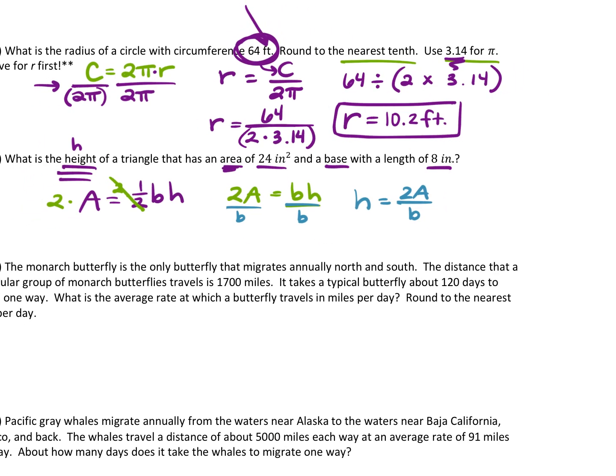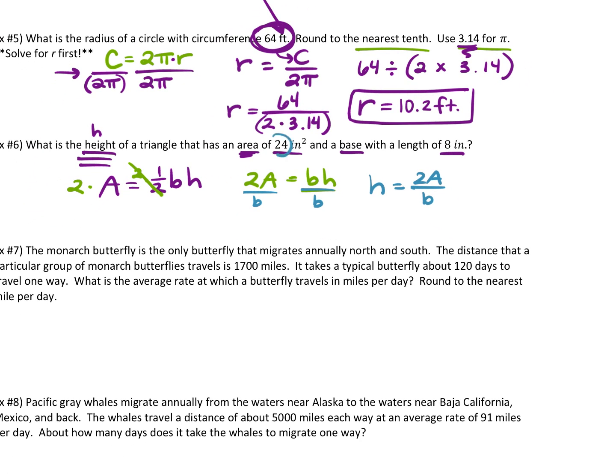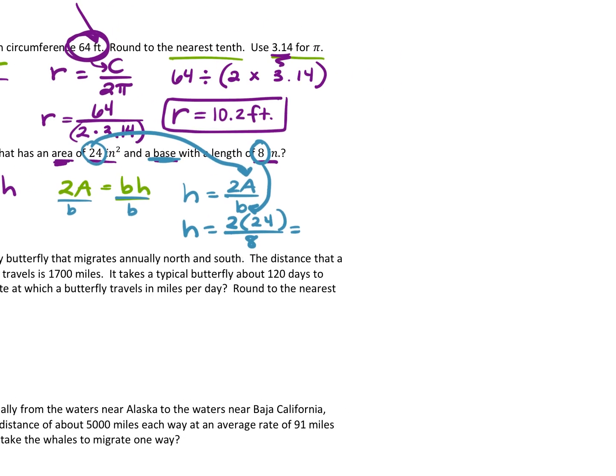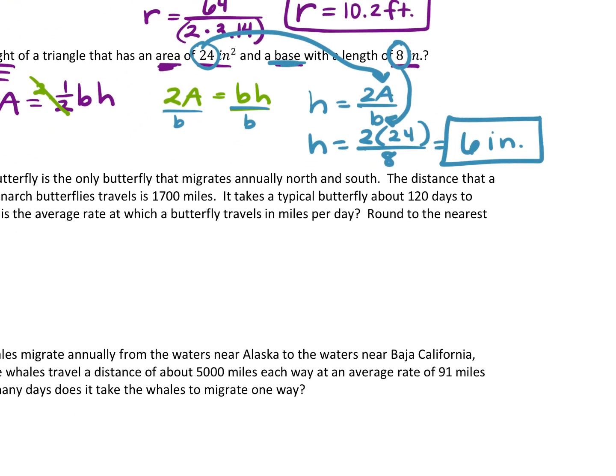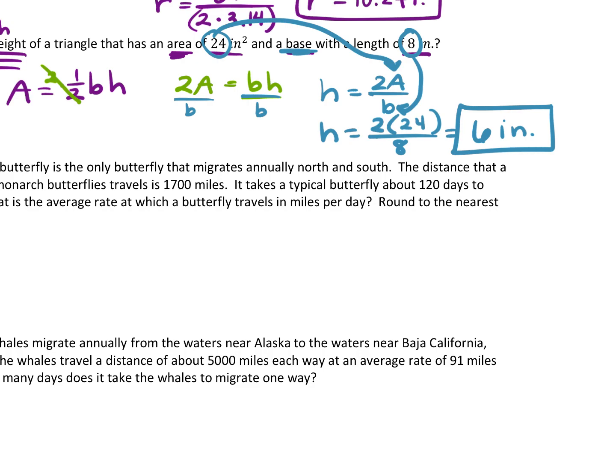Think about what we know. What is the height? It has an area of 24, that's your capital A, and a base of 8. So height equals 2 times 24 divided by 8. And that you can just plug into your calculator. 2 times 24 is 48. 48 divided by 8 is 6. And it's a height, so label it inches, and you're done. Okay.